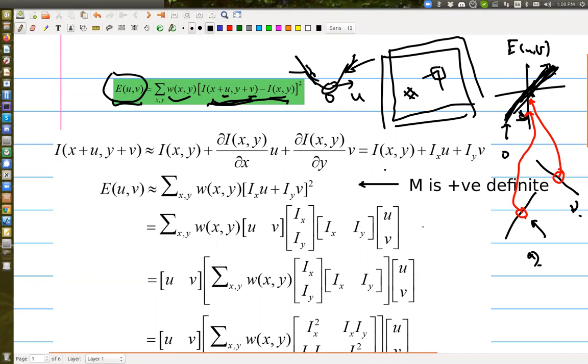So let's see. I have the E of UV like this way. If I shift along this direction, I shouldn't have a change on the patch. So for example, this is the original image, and I shift along this direction as well.